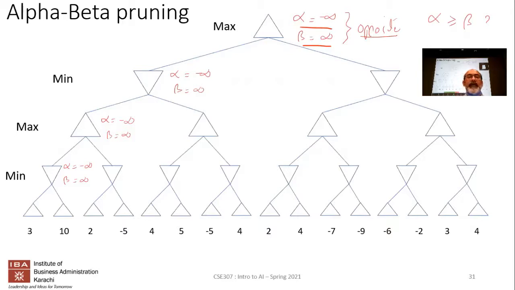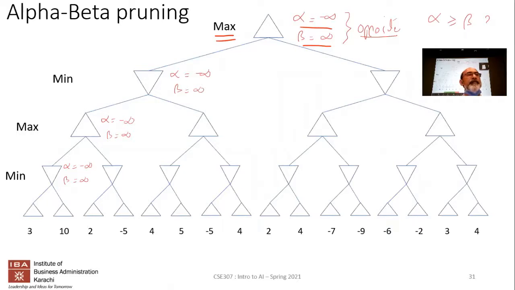Now alpha is trying to go up, so alpha is going to start at -infinity. Hopefully at the end of the algorithm, alpha will tell you what the minimax value is for the max player. So this is all designed for the max player, and the depth could be variable. It doesn't have to be 4, for example, a 4-ply game. It could be a 400-ply game, but the algorithm will work.